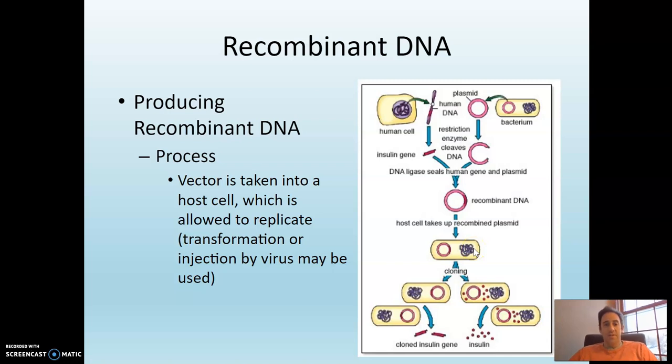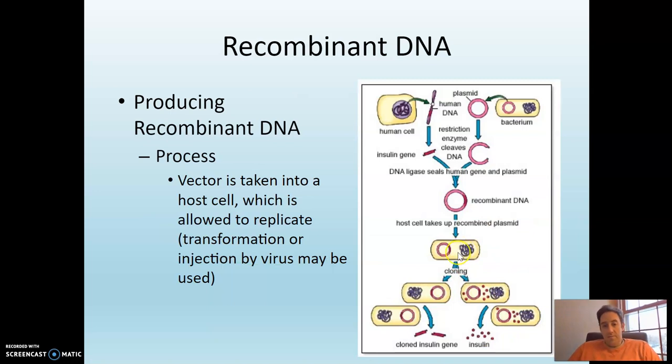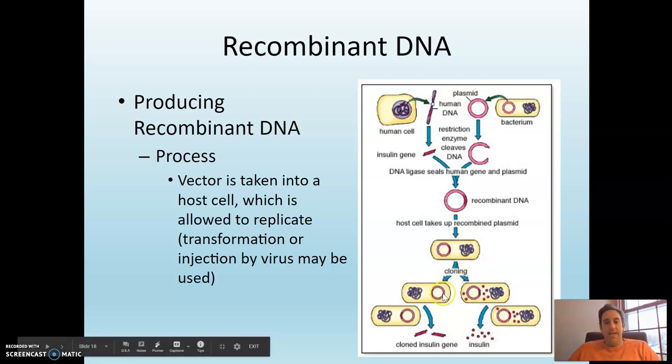How do we get it in the host cell? It could be taken up by transformation, which we learned about in our last chapter. It could be injected by a virus. There's lots of different ways to get it in there, but it's going to be put inside that host cell. And then the host cells are going to start to grow. And when they grow, they're going to divide and they're going to copy their DNA. And when they copy their DNA, they are also going to copy this plasmid, and they're also going to copy that gene of interest for us.